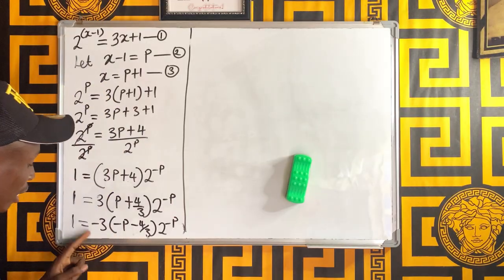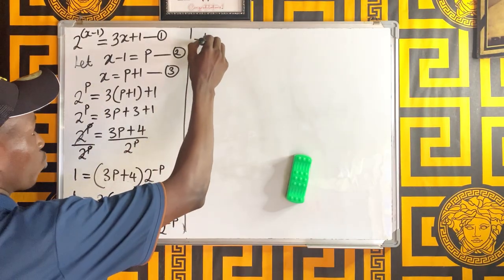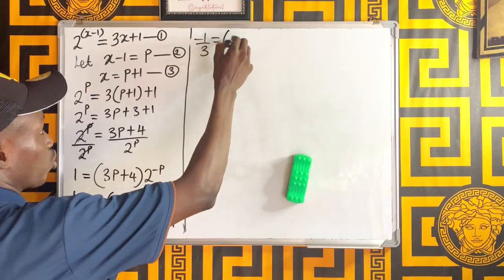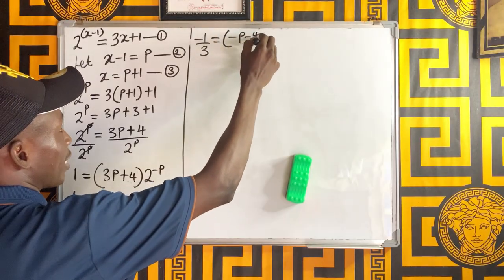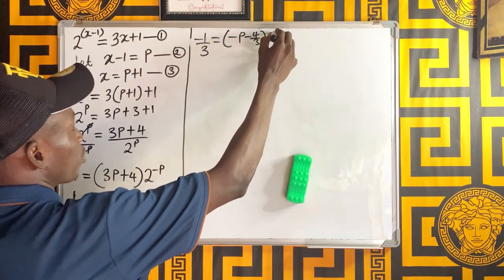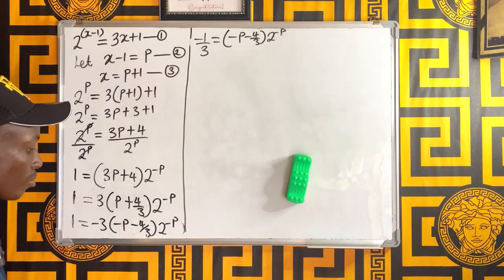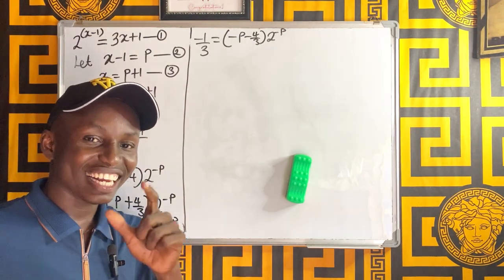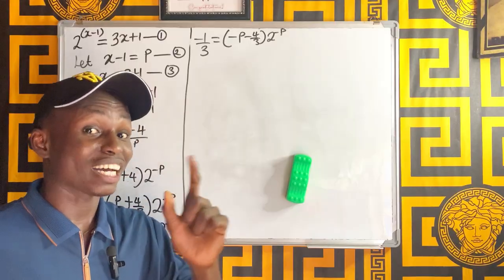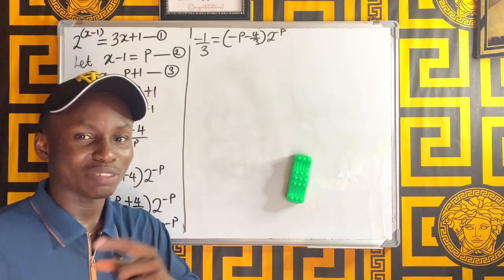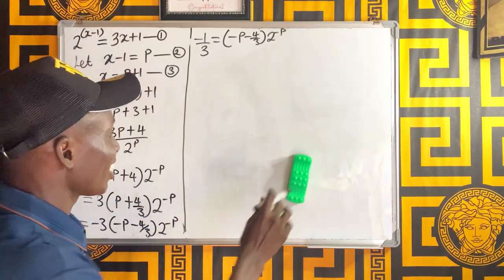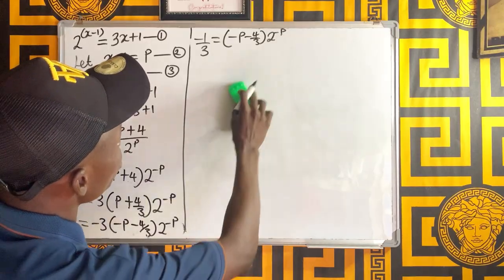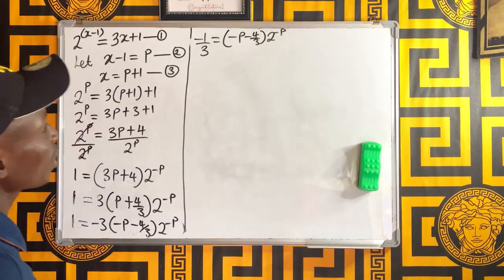So at this point, let's divide both sides by minus 3. If we do that, minus 1 divided by 3 is equal to minus p minus 4 divided by 3, then multiply by 2 raised to minus p. Wow. Do you know where we are going? I told you earlier that this question has two solutions. We know that x is 5. Then what about the other solution? That's what you are looking for.